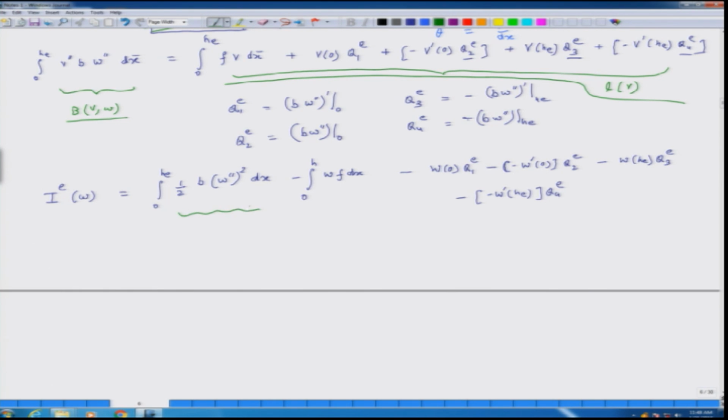This term is EI times square of the second derivative, right. EI times the second derivative of W is moment, right, and then when you multiply it by W prime prime, which is the curvature, that gives you the strain energy due to bending of a beam. So, this is the strain energy of a beam which has been bent.